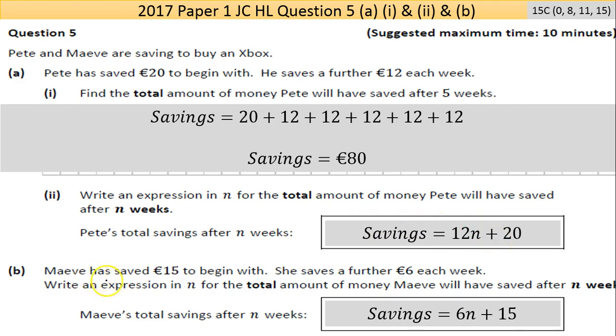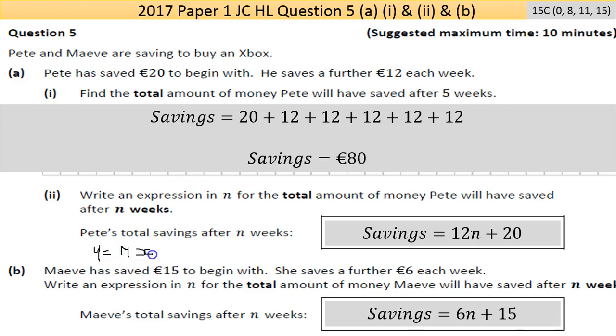Part B here. Maeve has saved 15 euros to begin with. She saves a further 6 euro each week. Write an expression in n for the total amount of money that Maeve would have saved after n weeks. So it's the exact same thing. Your starting point is 15, that's your c value, if we're using just the standard y equals mx plus c.